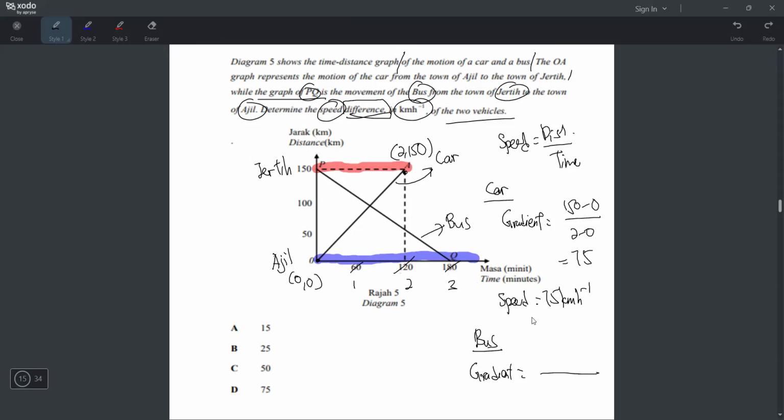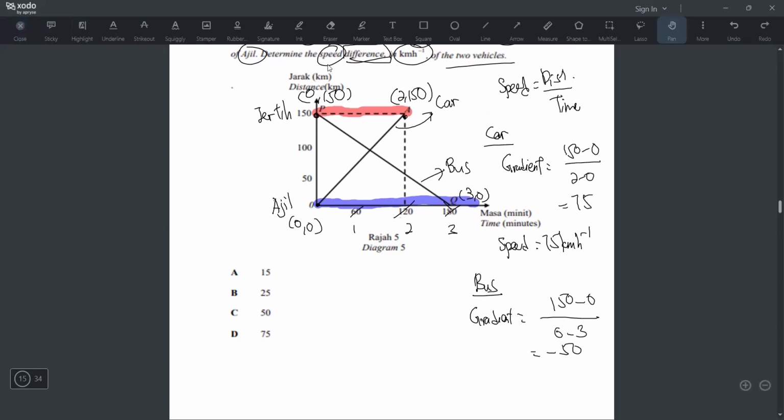Okay, so what's the gradient of bus? This line, let's write the coordinate first. This one is 0, 150, and then the other one is 3, 0. Okay, the formula will be y minus y, 150 minus 0, divide 0 minus 3. Okay, you end up with negative 50. Okay, negative 50. But let me ask you one thing. Speed ada negative ke? Speed boleh negative ah? Tak boleh negative. Okay, speed cannot have negative one. Speed cannot have negative. Time cannot have negative. Distance also cannot have negative.